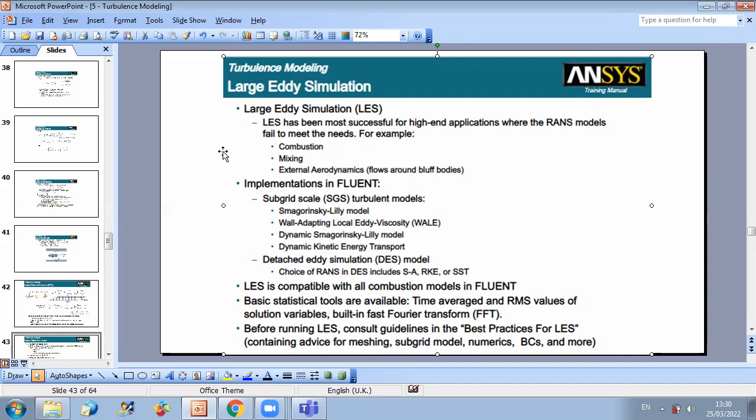Okay, so to summarize, this chapter was intended to give you guidelines on the selection of a turbulence model that will be suitable for your CFD simulation. Any question?